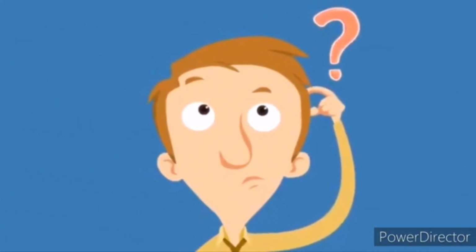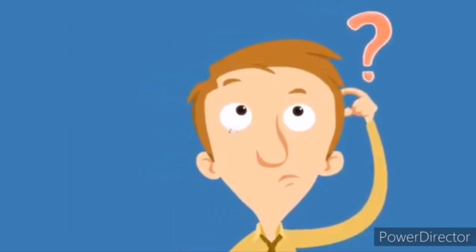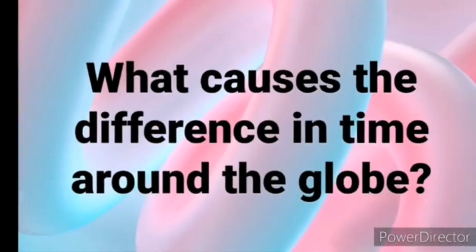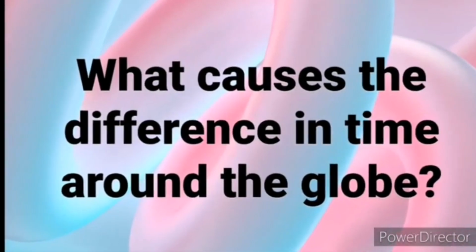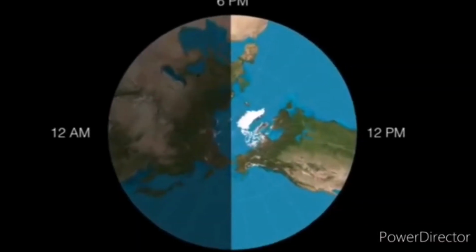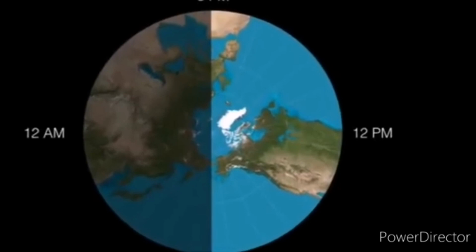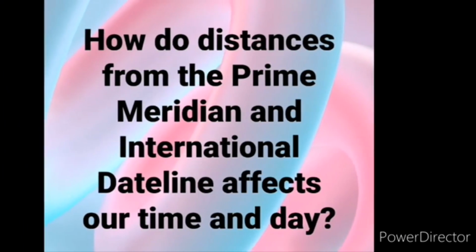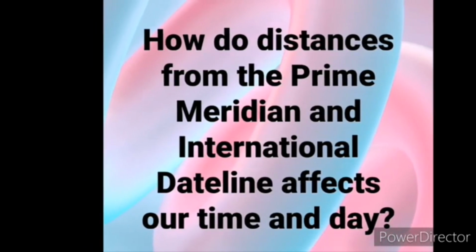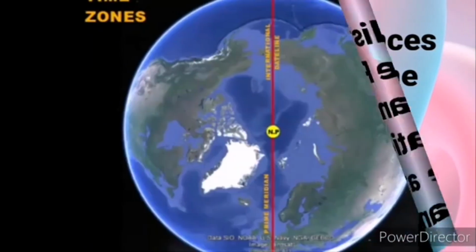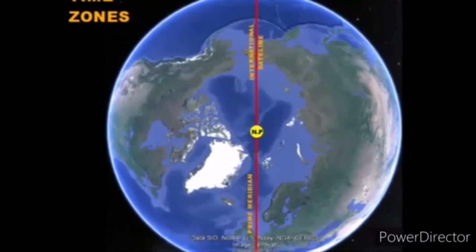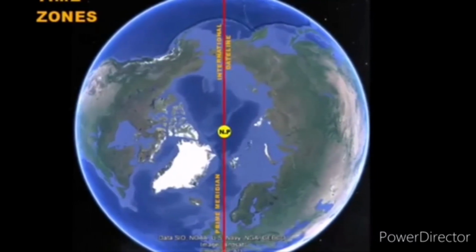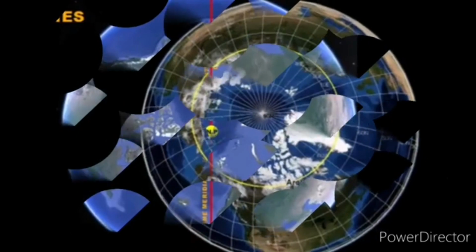Big questions. Why is it that there is a time difference between places? What causes the difference in time around the globe? What is the significance of AM and PM in telling time? And how do distances from the prime meridian and international dateline affect our time and one calendar day? These questions will be answered in our lesson for today.